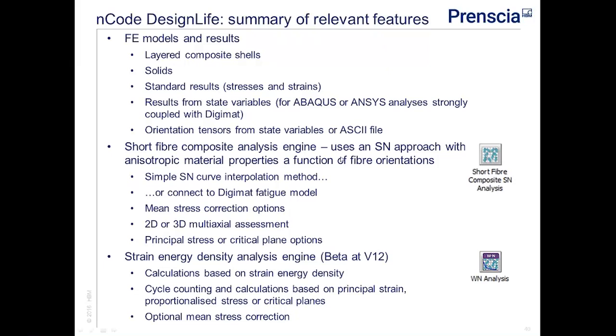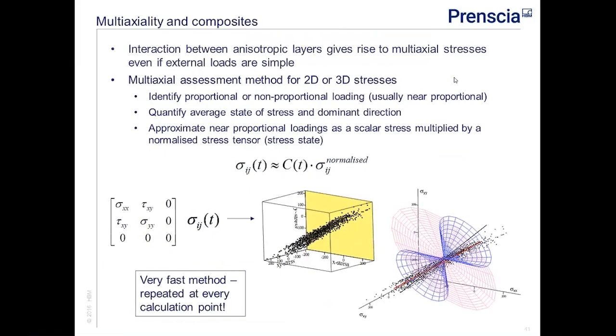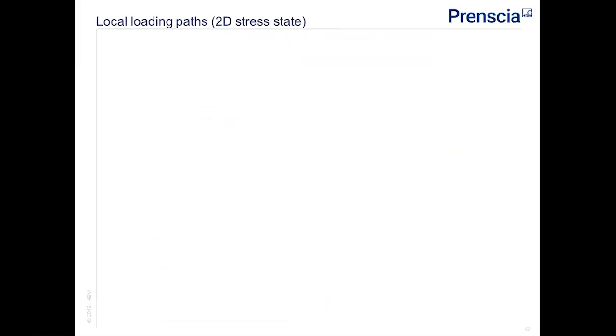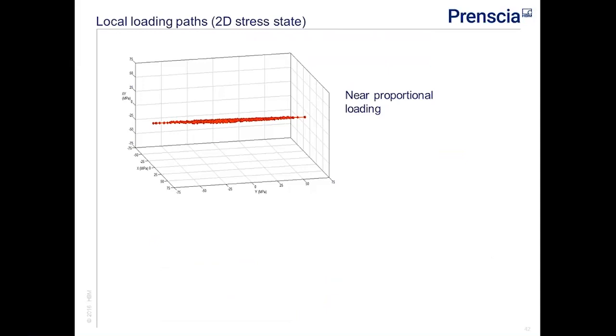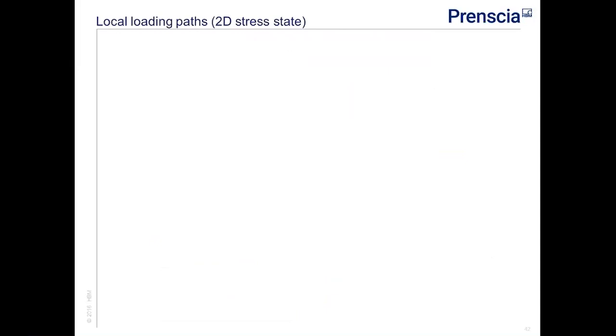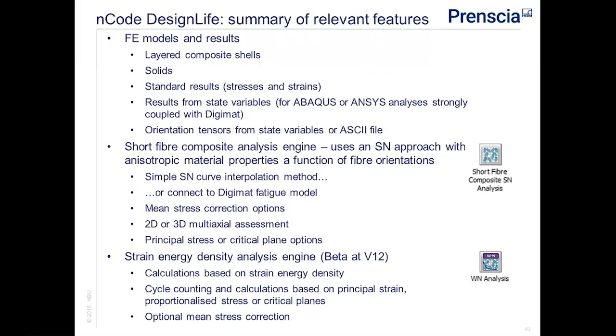Okay, so let's look at a few of the calculation details now. First of all, one component of all our calculations that is very important is multi-axial assessment. In general, the interaction between anisotropic layers in a composite component can mean that you end up with multi-axial stresses, even if the external loads are rather simple. Sorry, I've skipped ahead a couple of slides there.